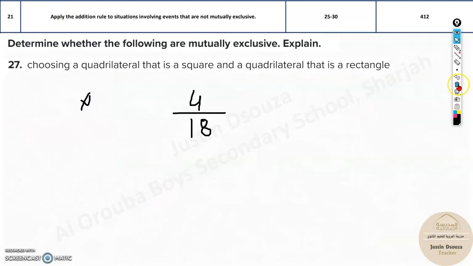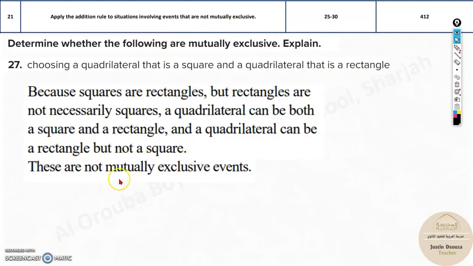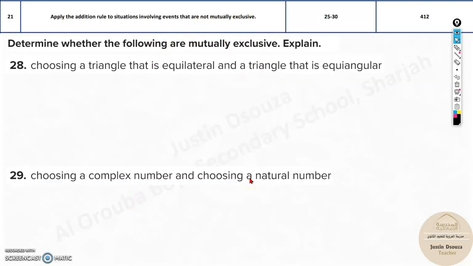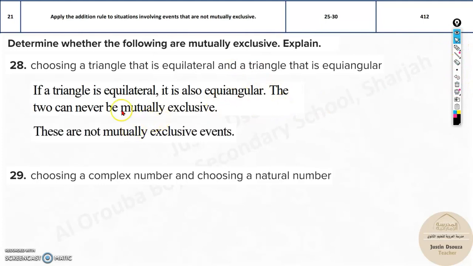Yeah, choosing a quadrilateral that is a square, and a quadrilateral that is a rectangle. Look, this is not mutually exclusive because they are all interrelated. A square is a quadrilateral, a rectangle is a quadrilateral. So they are not mutually exclusive events. Choosing an equilateral triangle, and again, equilateral means equiangular, right? If all the sides are equal, the angles are also definitely equal. So basically, it is not mutually exclusive.